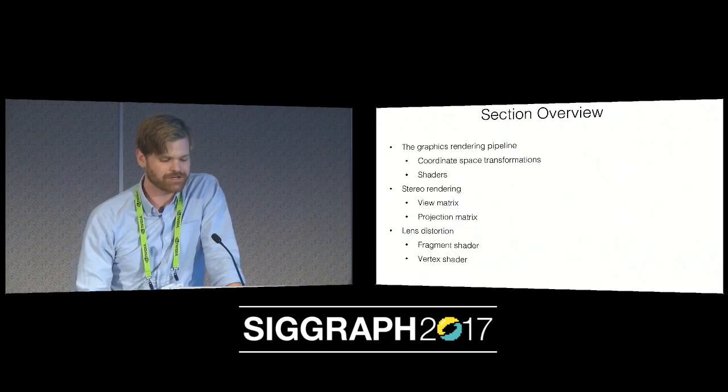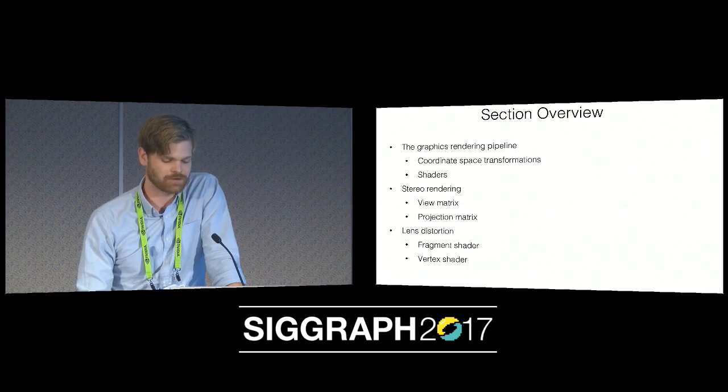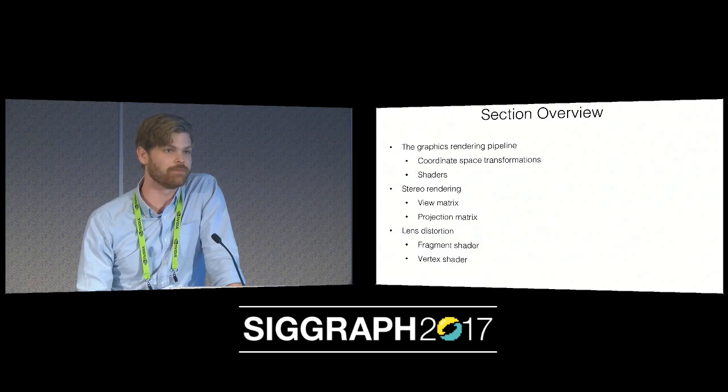So we're going to start off with the graphics rendering pipeline in this talk, like I showed. We'll talk about coordinate space transformation, some shaders, then we'll talk about stereo rendering, specifically how to operate the view matrix and the projection matrix to get the stereo rendering to be perceptually correct. And then we'll talk about lens distortion, how to do that in the fragment and vertex shaders.